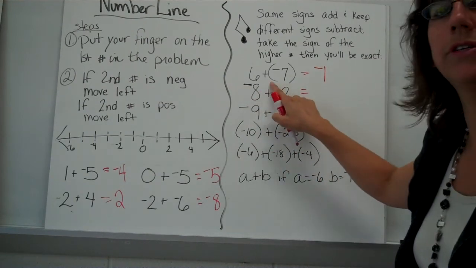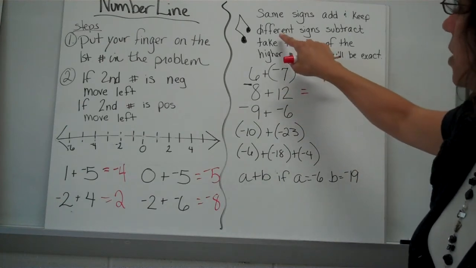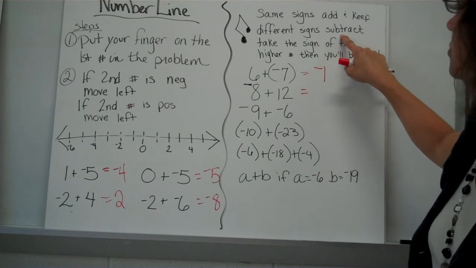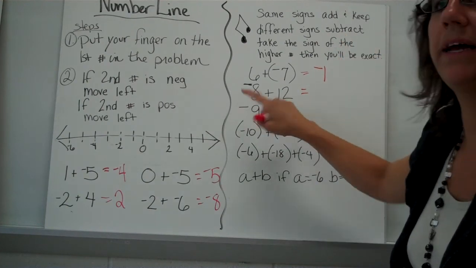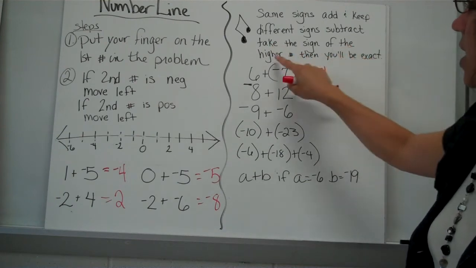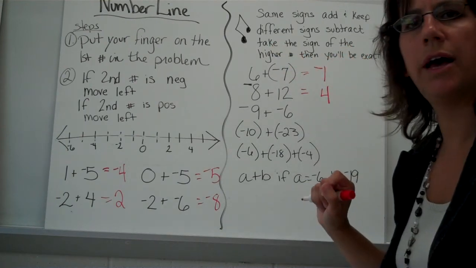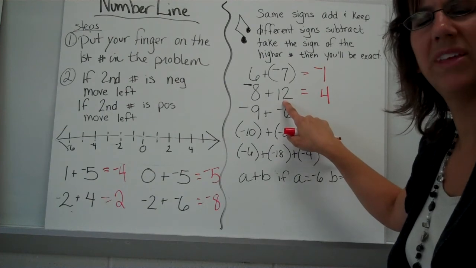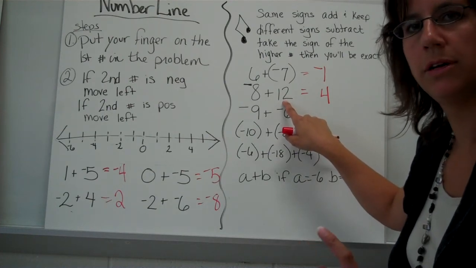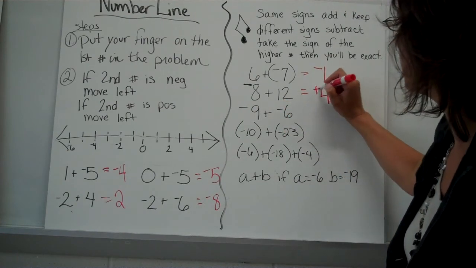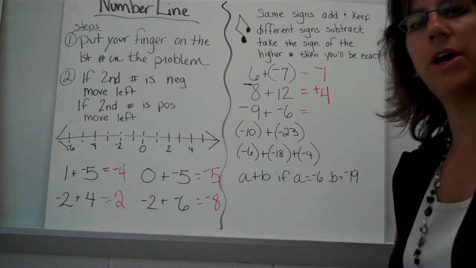The signs are different, so what do we do? Well, let's look at the song here. Different signs, so what do we do? Subtract. So let's subtract the numbers. 12 minus 8 is 4. We're going to take the sign of the higher number. Which number is higher? And what sign is in front of the 12? It has no sign, but remember, if there's no sign, it means positive. So this is a +4. All right, let's try the next one.